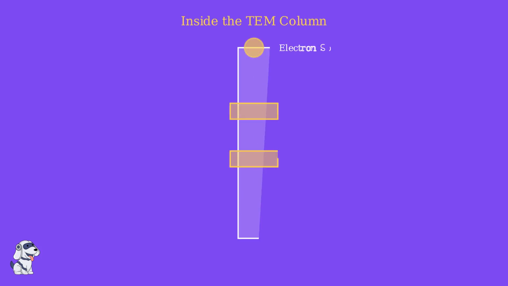The transmission electron microscope, or TEM, fundamentally changes how we observe the world. While light microscopes use photons, the TEM uses a high-energy beam of electrons. Because electrons have a much shorter wavelength than light, they allow us to see much finer detail. We use electromagnetic lenses instead of glass to focus this beam through a vacuum chamber.